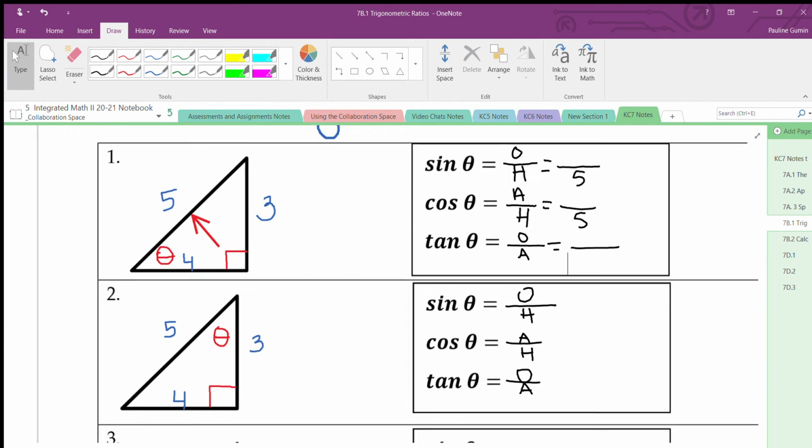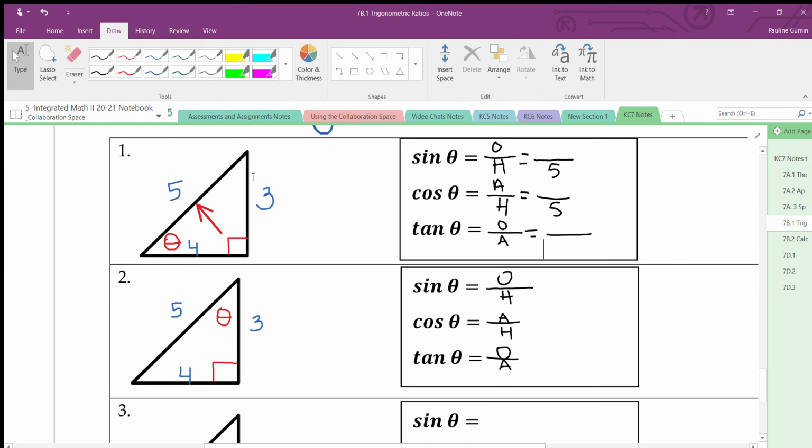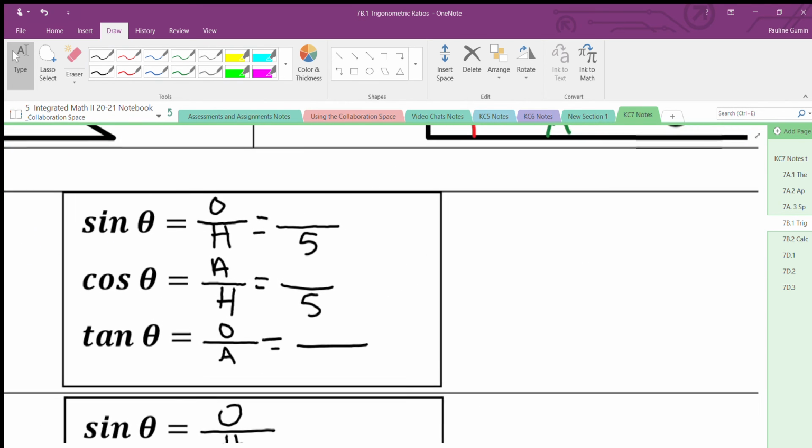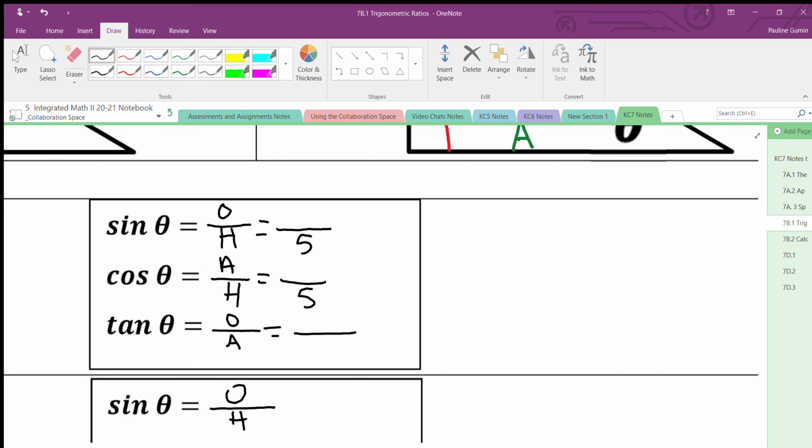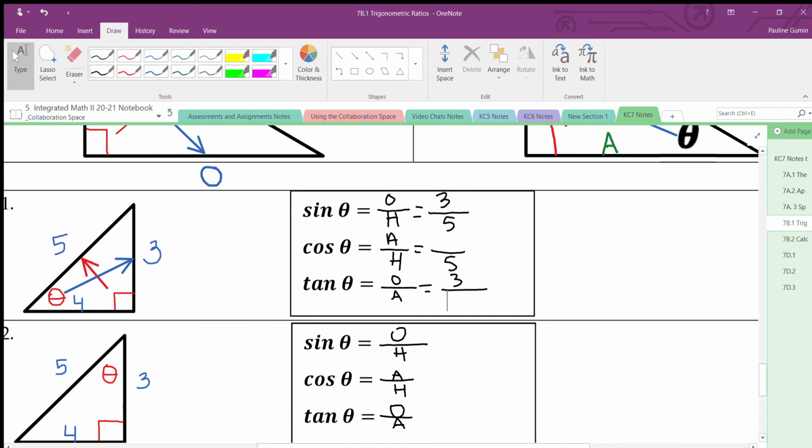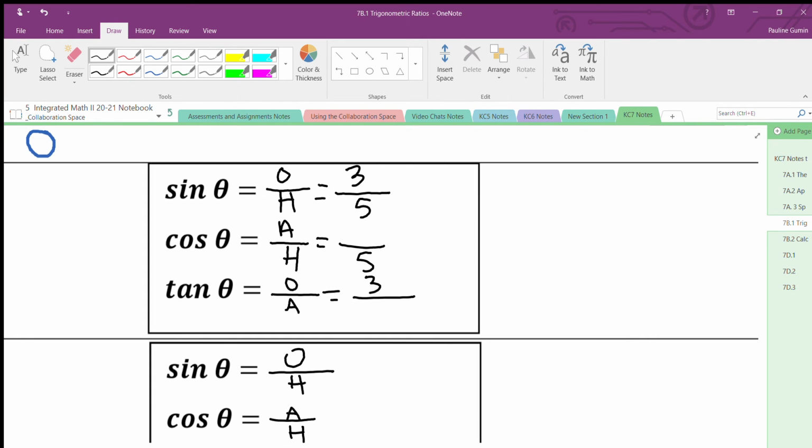Okay. Next, let's do opposite. So here I have my theta in this corner down here. And I'm going to draw an arrow from it across. There's the opposite side. So in number 1, opposite is 3. So let's fill in the 3 for opposite. Okay. Well, that really leaves me with one choice for adjacent, and that's 4. So I'm going to fill in 4.